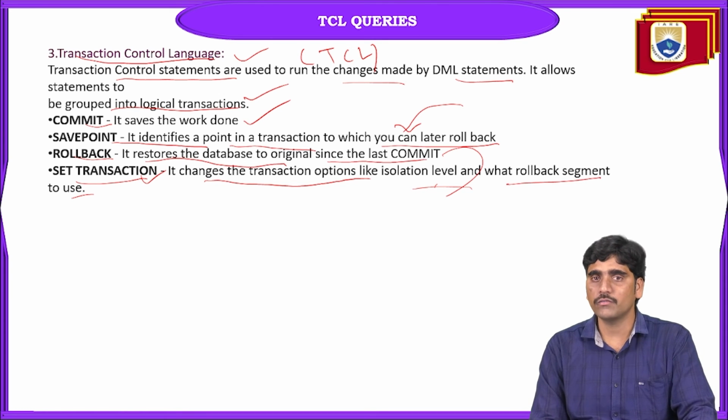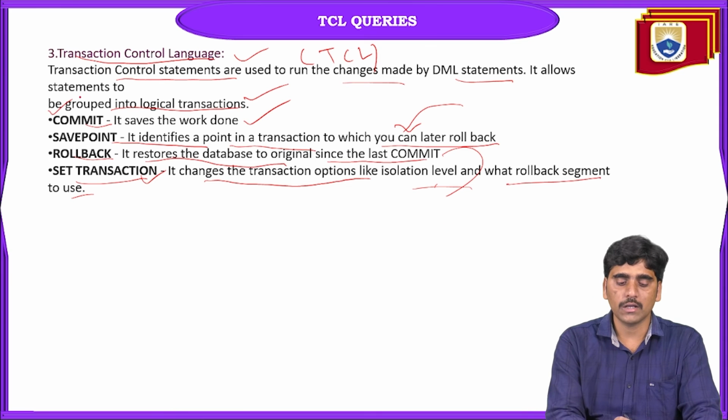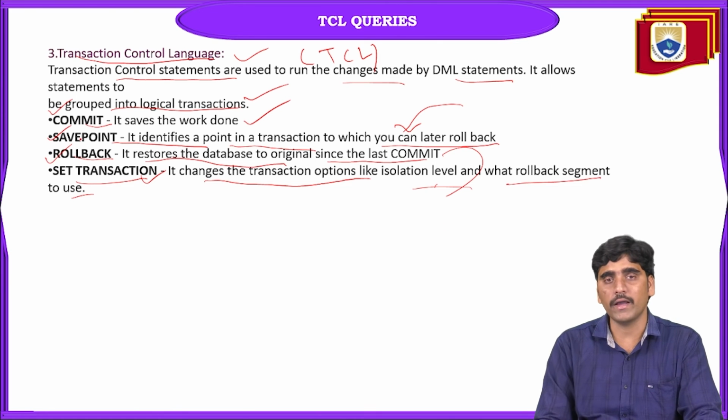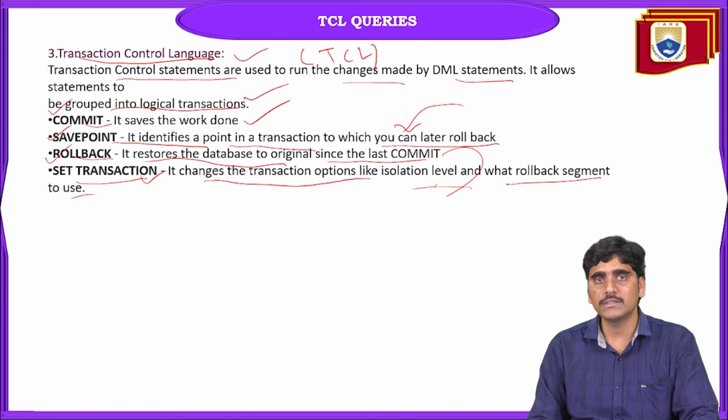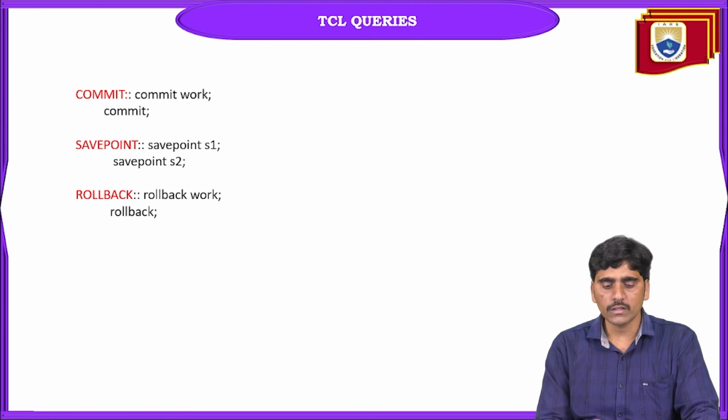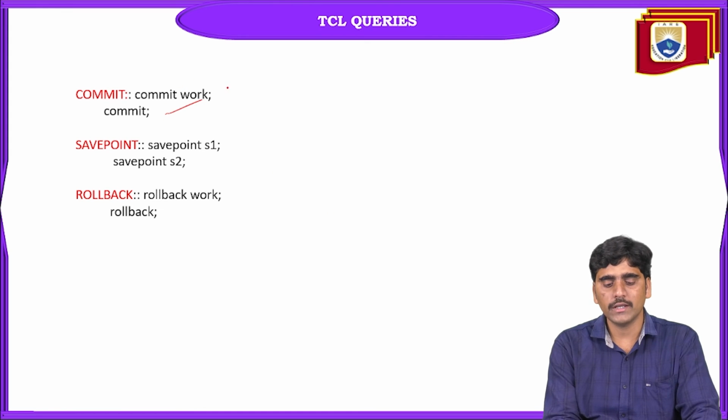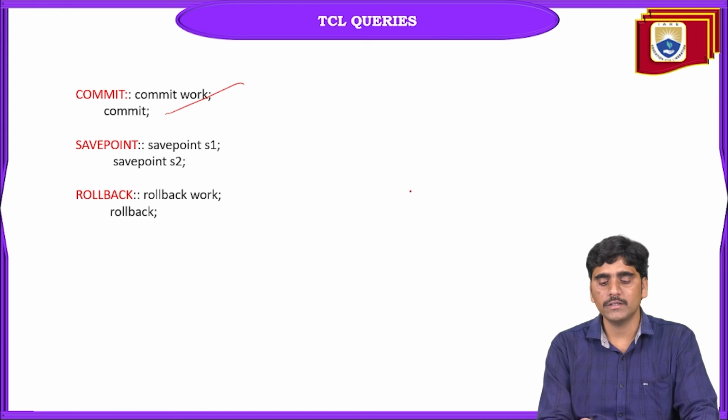Among all four, commit, savepoint and rollback are very important. We'll see how they work. You can use the syntax for commit like: commit work.